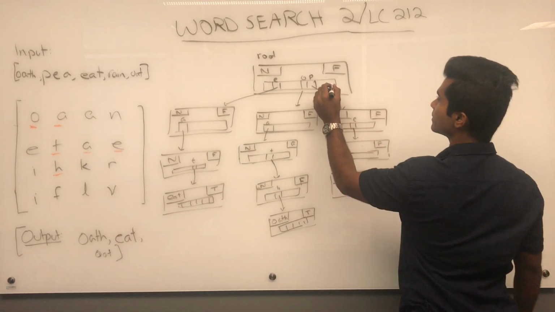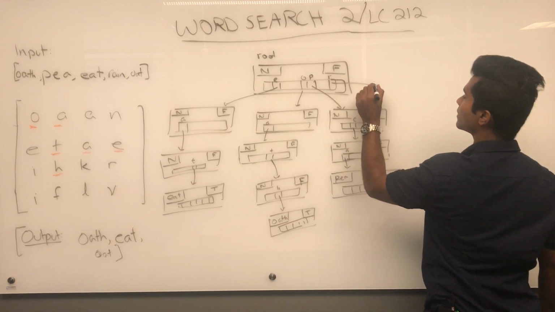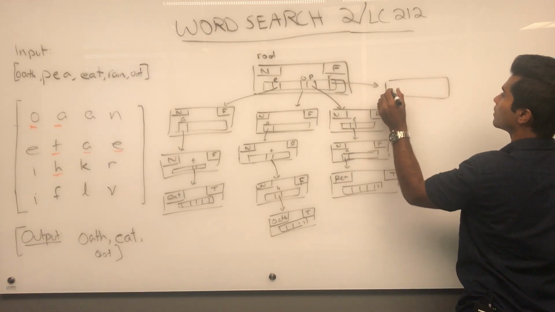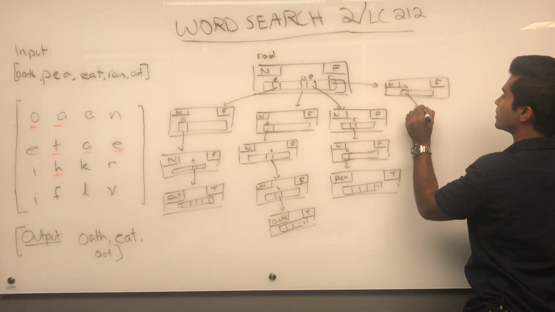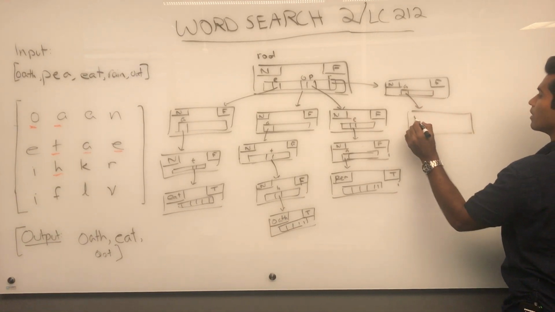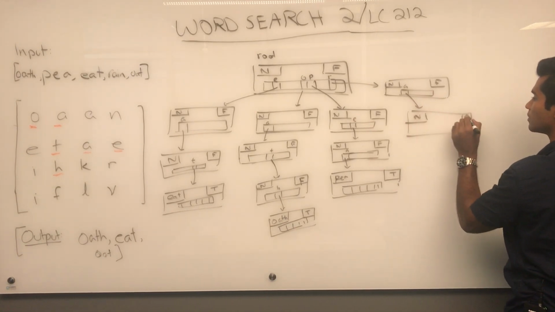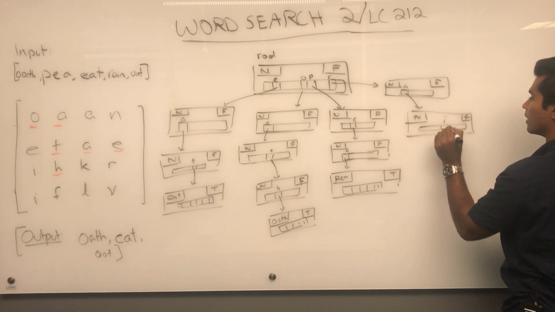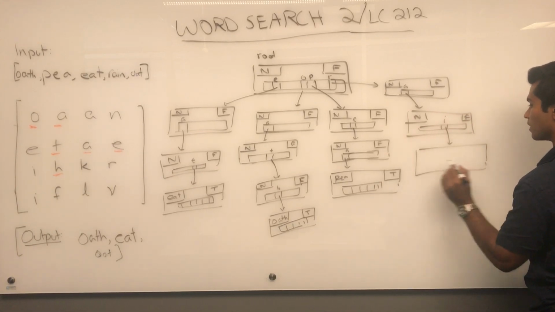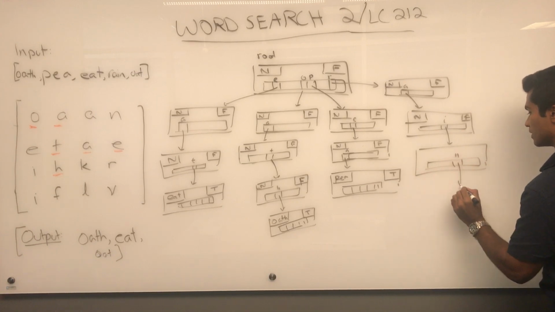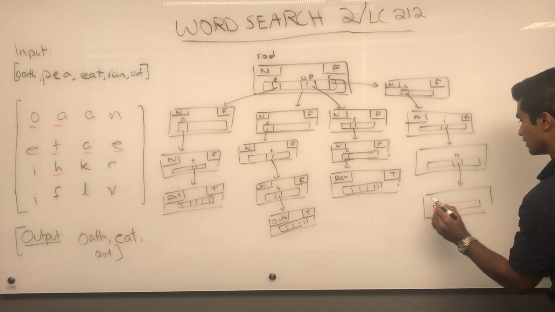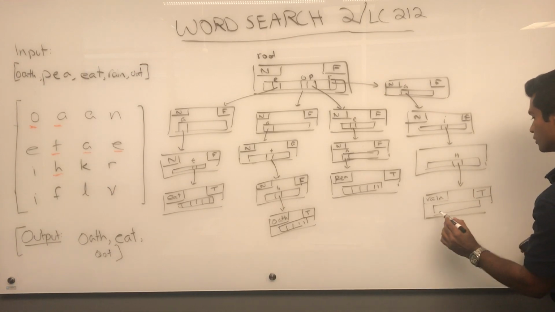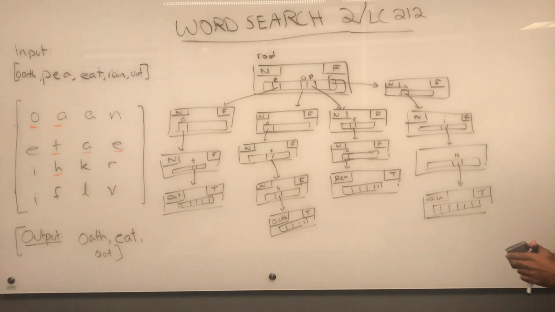Now we have rain. See, rain goes here. This is null, this is false. A goes from here. Null, false. I, N, and then this node is going to be responsible for having the word rain and true. These are just empty. Hold on.